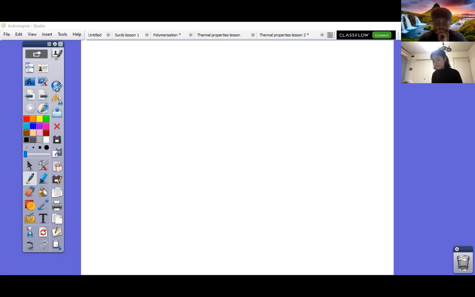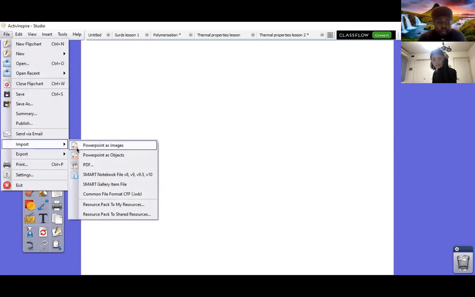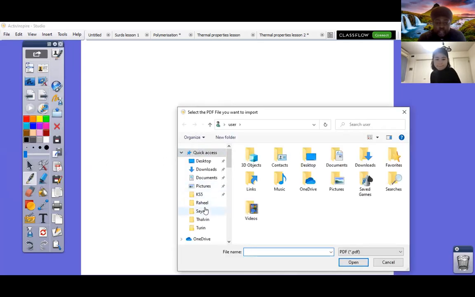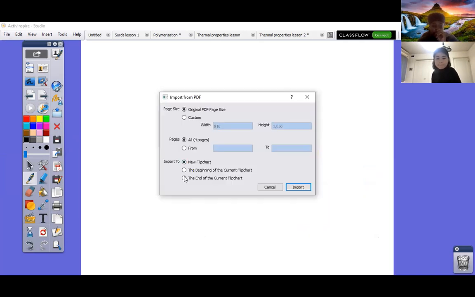I kind of understood the first task, but I still have gaps. I have gaps on the second task, on everything, so it's kind of annoying. It is, but don't worry. I'm just going to bring this through to my board so we can all have a look at it. Import PDF. So Criterion B Form 2, right, okay. We want it at the end of the current flip chart. Import.